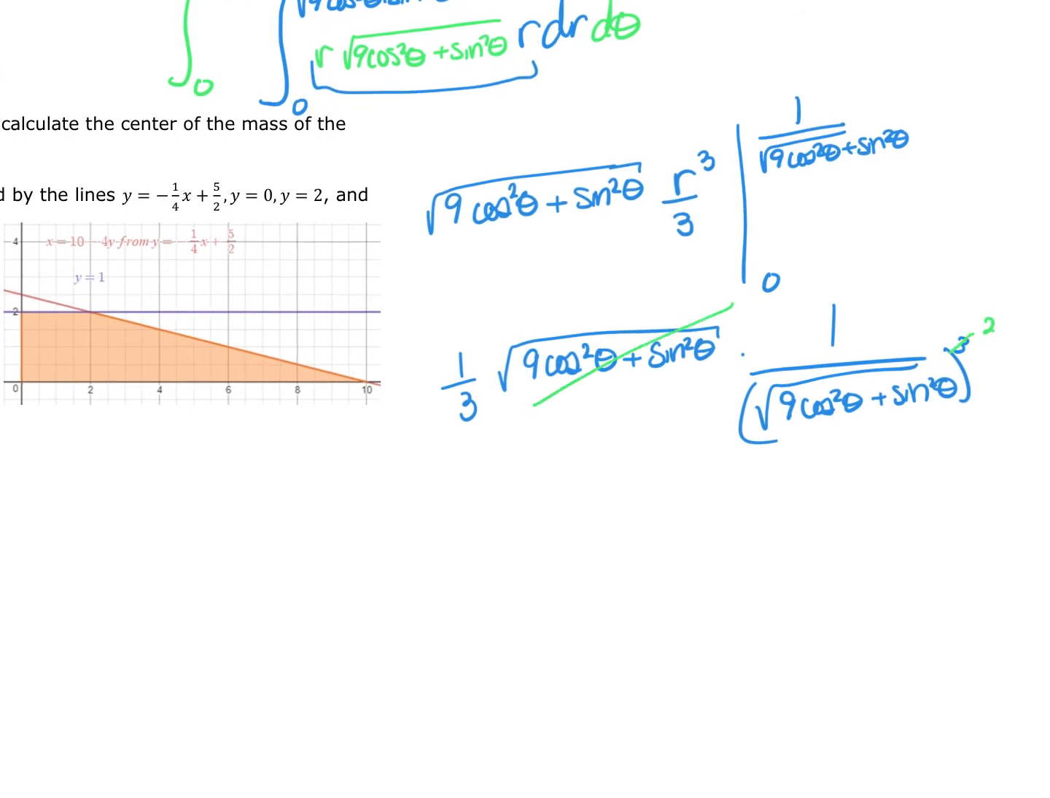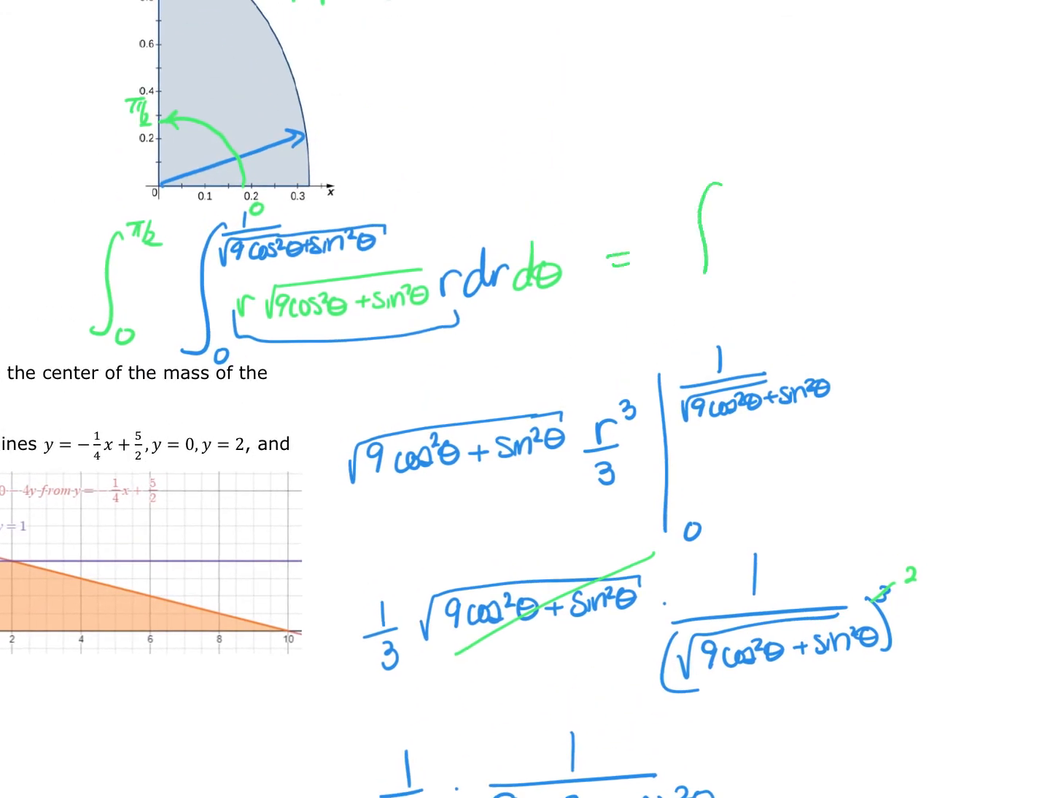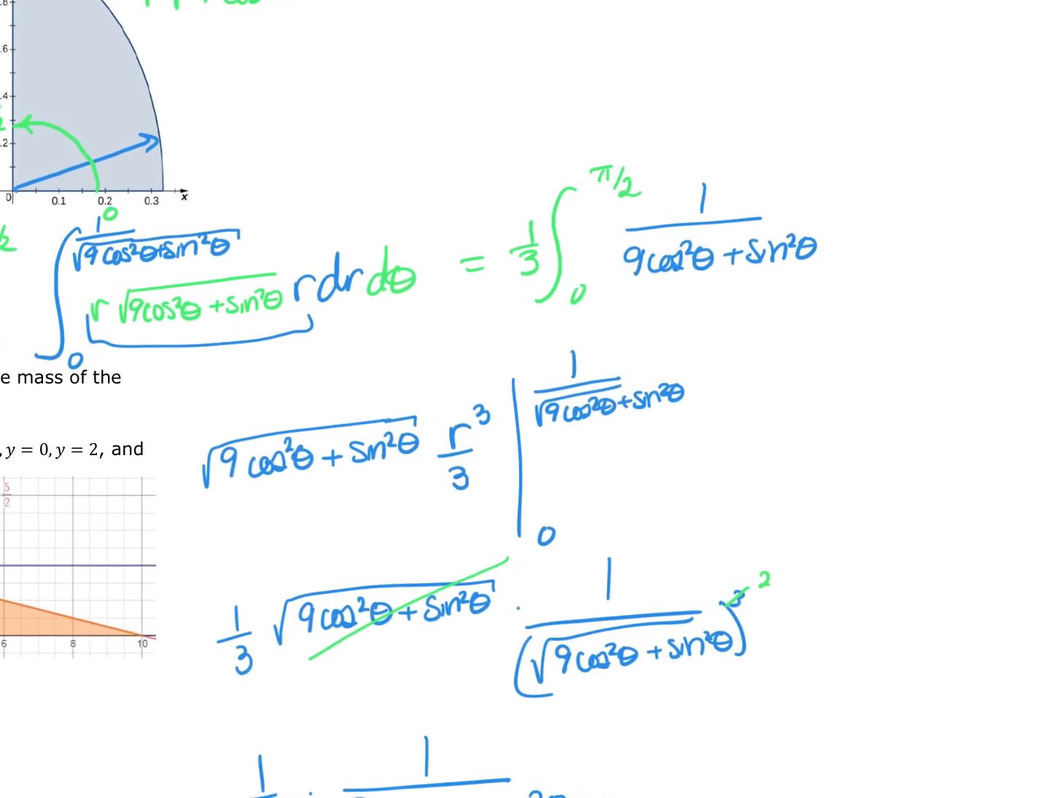So in other words, I'm going to have 1/3 times 1 over 9 cosine squared theta plus sine squared theta. And you're thinking, wow, that's still not fun. Well, actually, it's not that bad. So we are now at 0 to pi over 2. I have this 1/3, so I'm just going to pull that 1/3 out front. I have 1 over 9 cosine squared theta plus sine squared theta d theta.